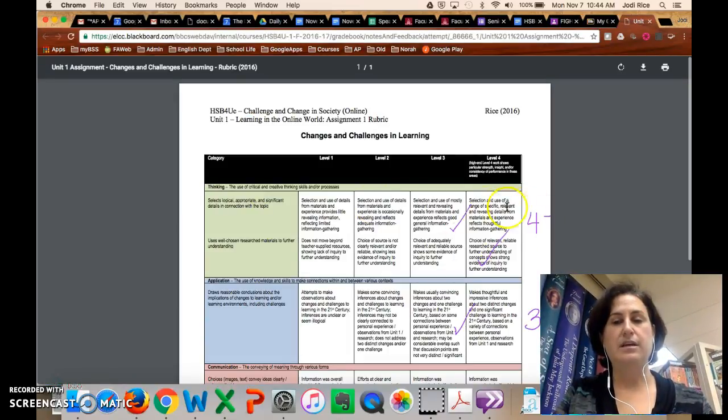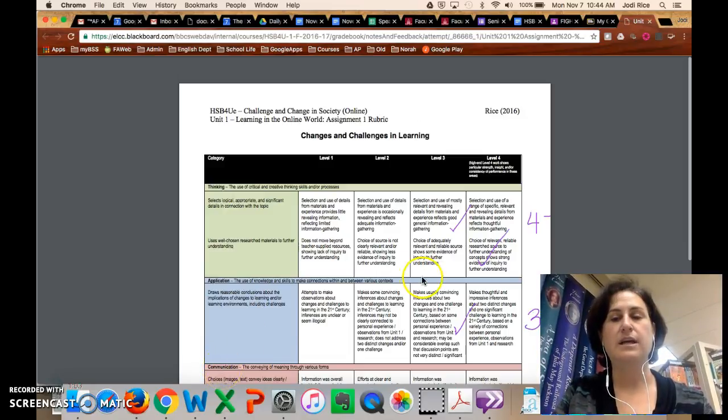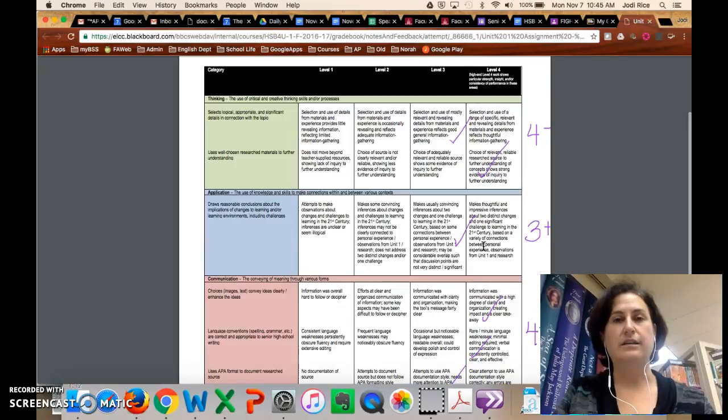So you will see the feedback from the different categories. So there's thinking, application, and communication, as there is on each assignment. And it will show you where your achievement is based on the descriptors on the rubric and a level. So there is not a percentage calculated at this point.